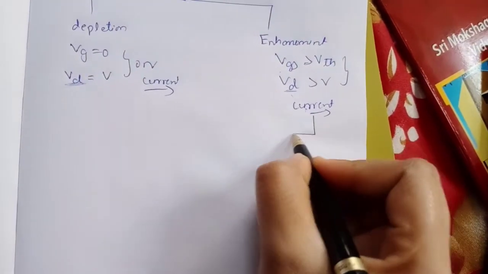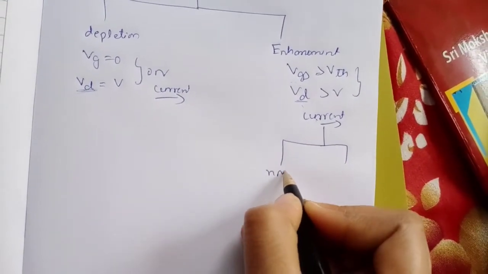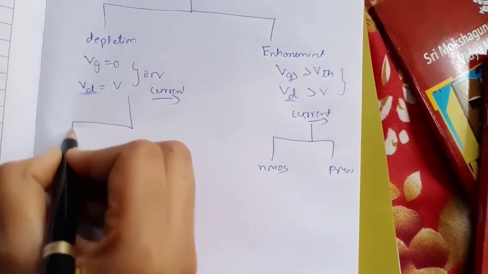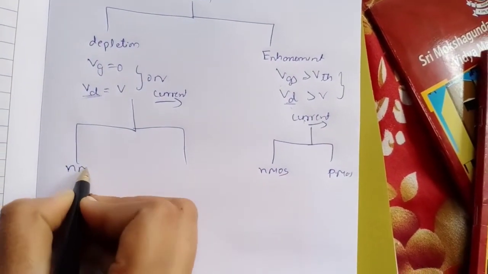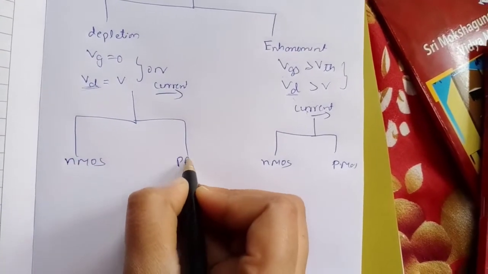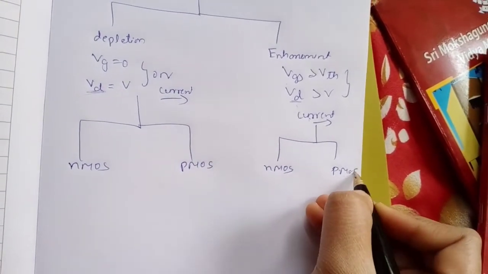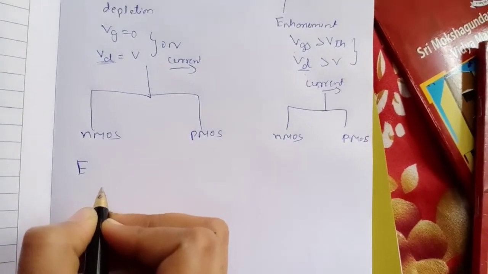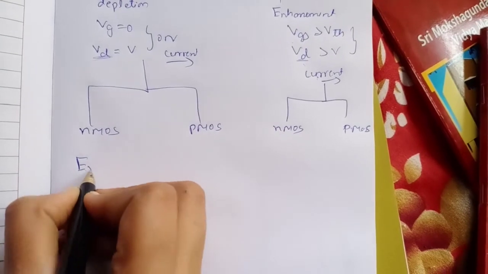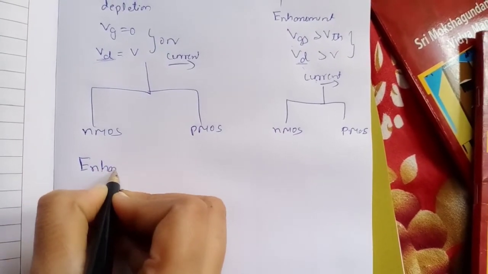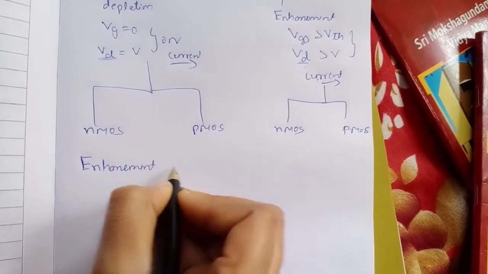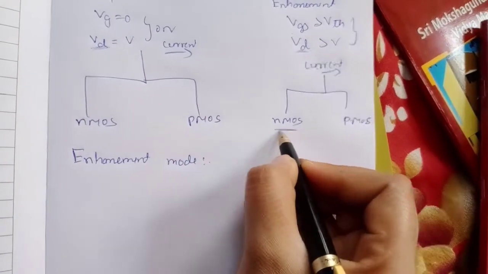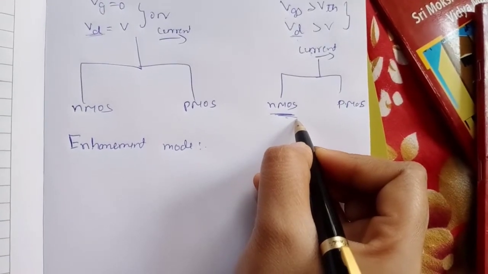In enhancement mode, there are two types. One is NMOS, another one is PMOS. In depletion type also, we have two types. One is NMOS and another one is PMOS. Today I am going to explain the enhancement mode MOSFET conditions. For easy understanding, I am always going to consider NMOS for the explanation.